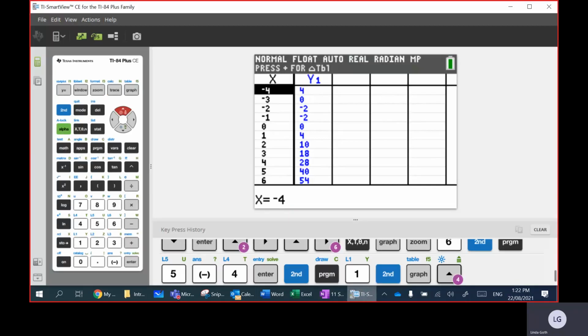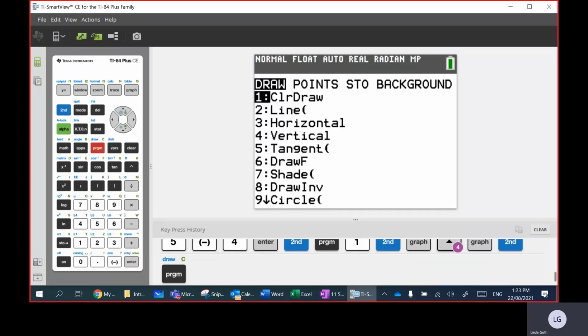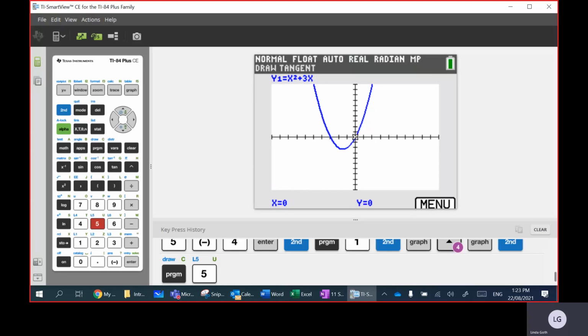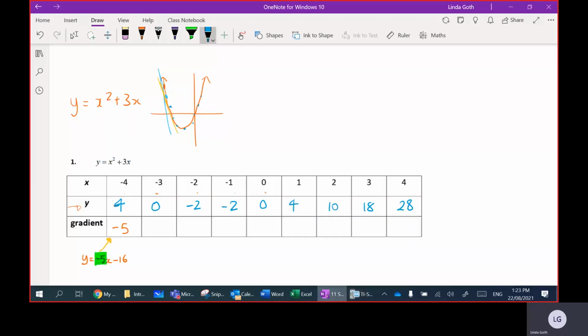So on my graphics calculator, there's my graph, I'm now interested in what's happening when x is equal to minus 3. So again, I'm going to do second draw. I would like to know the tangent, so I'll press number 5. I want to know the tangent when x is equal to minus 3. So I press enter. There's my tangent when x equals minus 3, and it is the line y equals minus 3x minus 9. That line has a gradient of minus 3, so I'm going to put minus 3 in here.